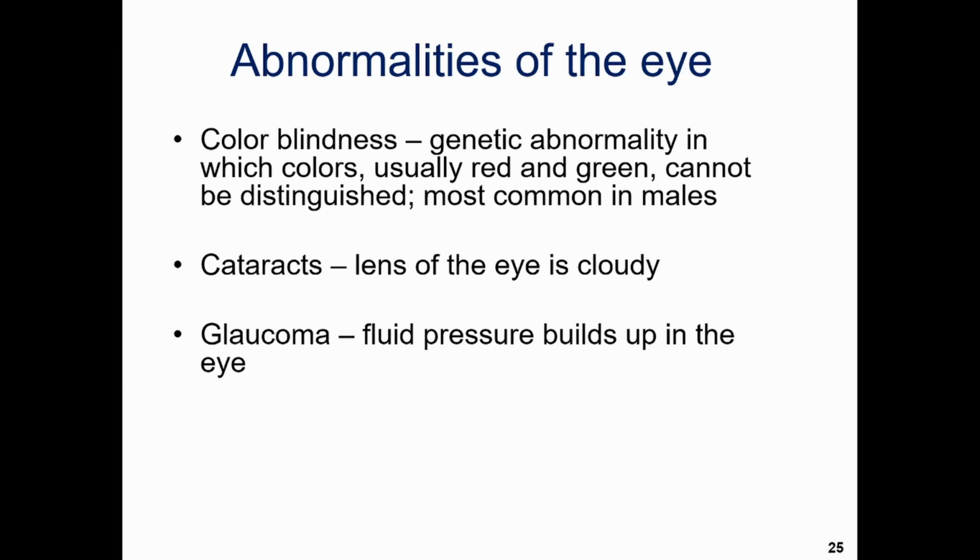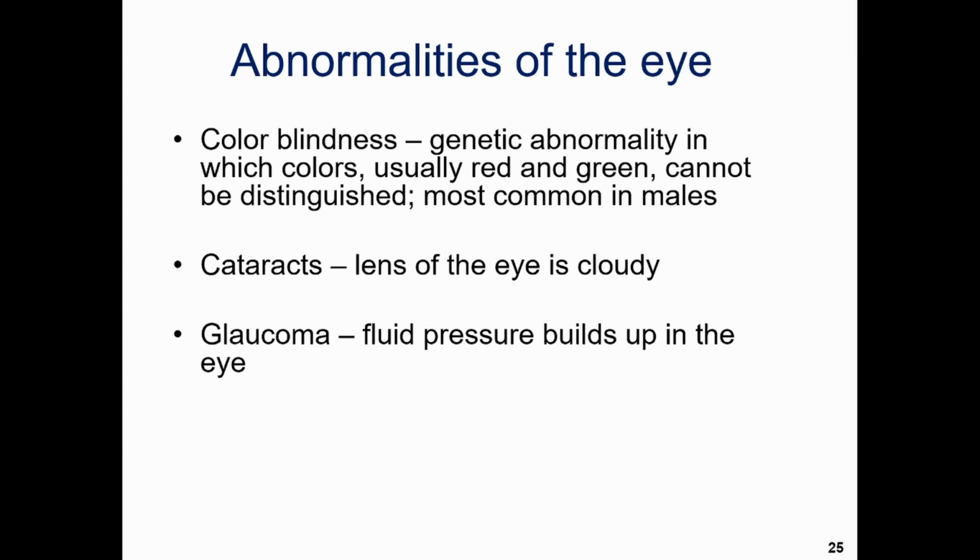Now, sometimes things can go a little awry with the eye. Things like color blindness, cataracts, and glaucoma. Color blindness is a genetic condition in which one of the cones is not functional. So it's pretty rare for someone to have black and white vision, because that would indicate that all of the cones are non-functional. Most of the time, one of the 3 cones is non-functional. It's usually an issue discerning red and green, although any combination of those 3 cones can exist when it comes to color blindness.